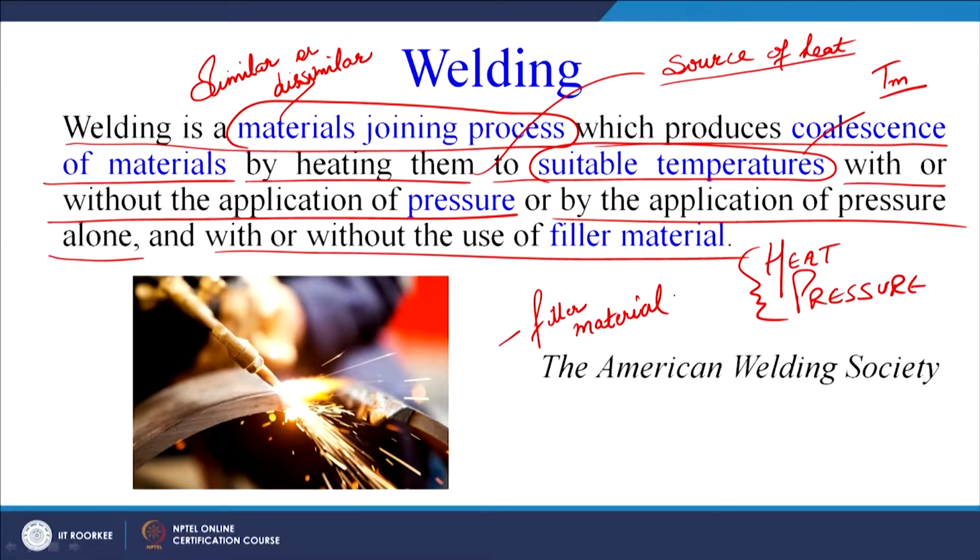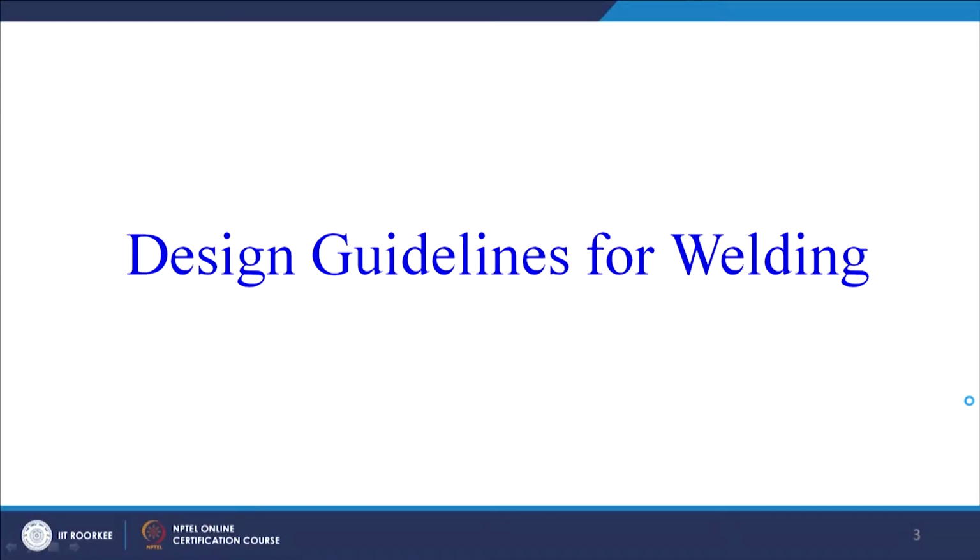So basically the two materials that we have to join together, we will bring them together, we will apply heat at the joint, we may or may not apply pressure at the joint, and then we will allow the joint to be formed. Now we have to see, when we are designing these two parts, what things we must keep in mind so that the joining of the parts becomes easier using the welding process. So the basic definition of welding is clear. This is given by the American Welding Society. Now let us see what the design guidelines are for the parts to be joined by the welding process.